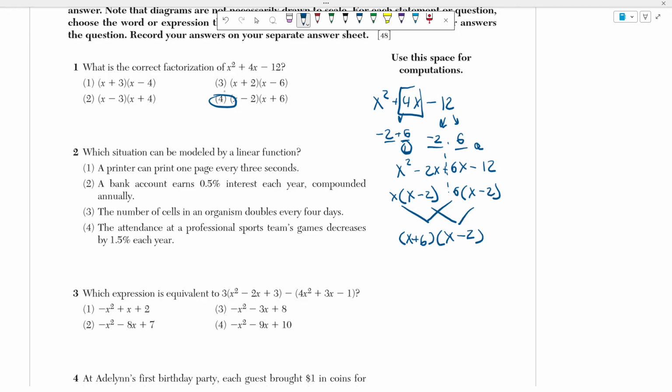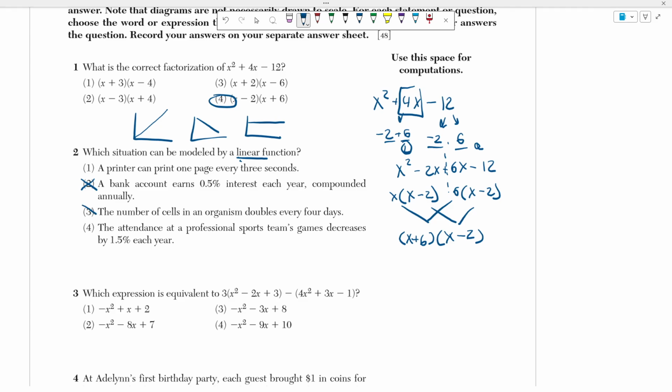Number 2 asks us which situation can be modeled by a linear function. Something that's linear is going to have a constant slope. It's not going to be changing. If I were to graph it, it would just be a straight line either going up or down or across like that. Those are all linear functions.